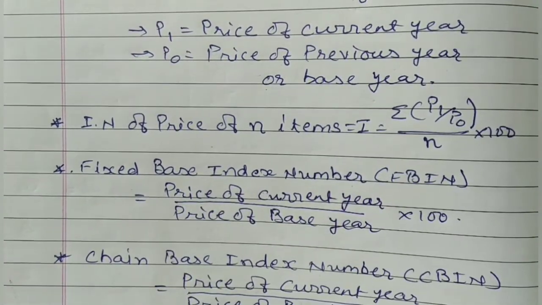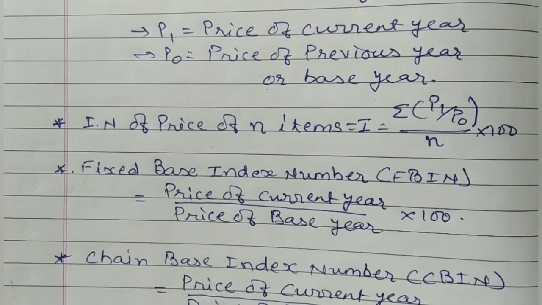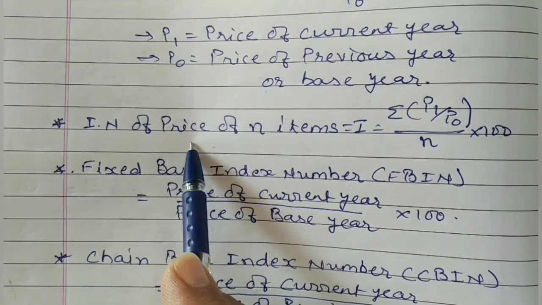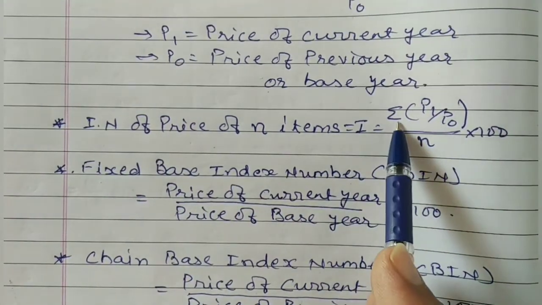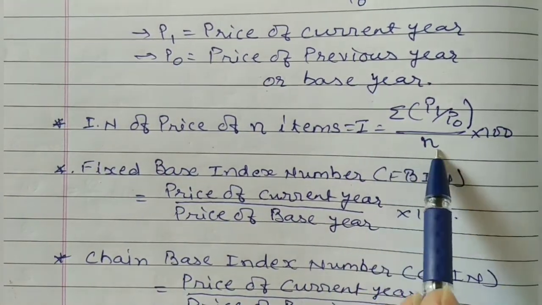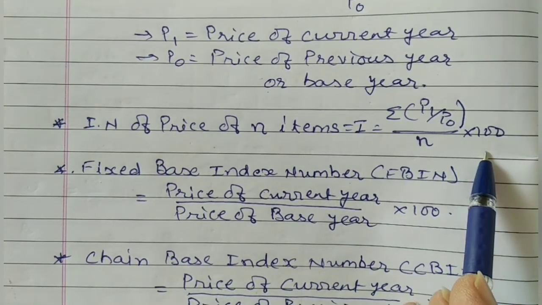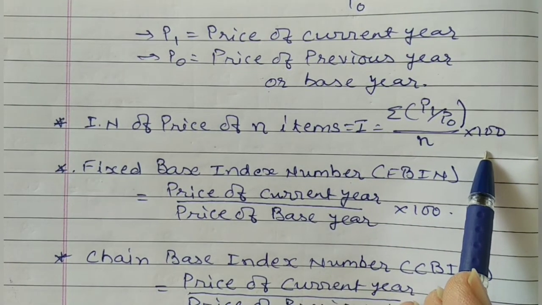Suppose n items are given to you and you require to find out the index number of that. So the formula is sigma P1 upon P0, upon n, into 100. Now students, this is very important. These kinds of questions can be asked for 3 marks.